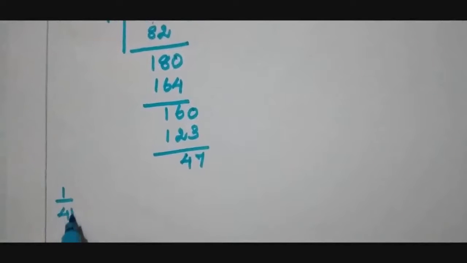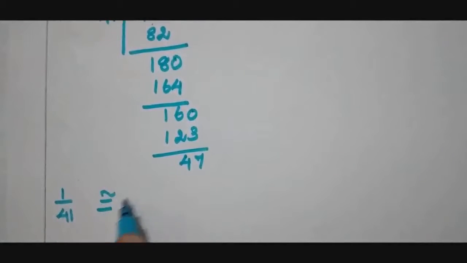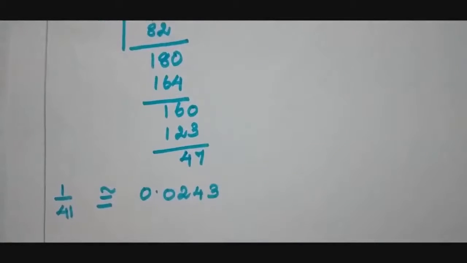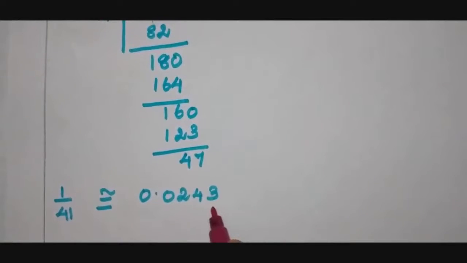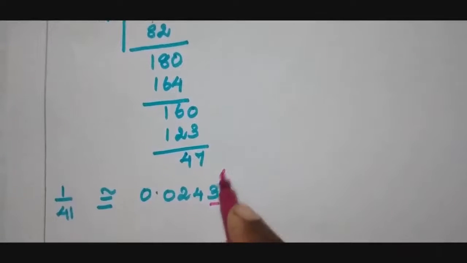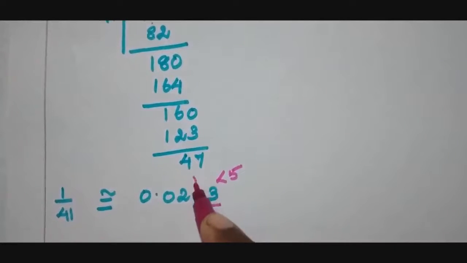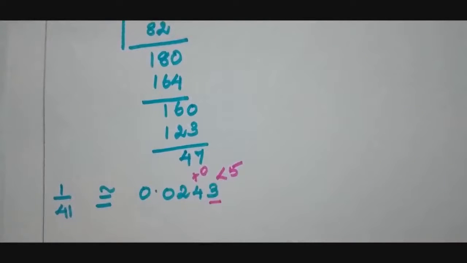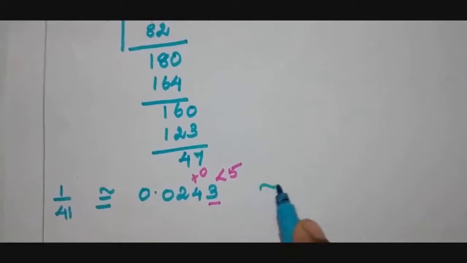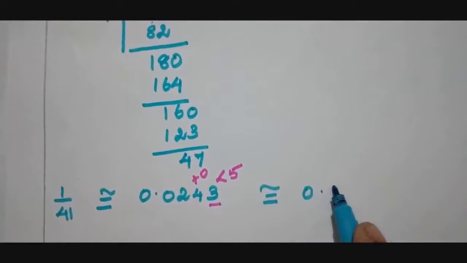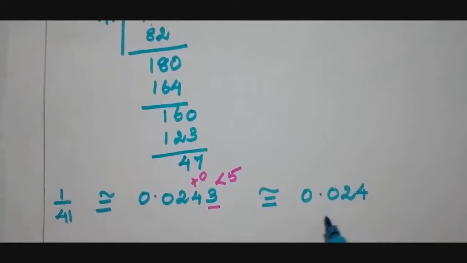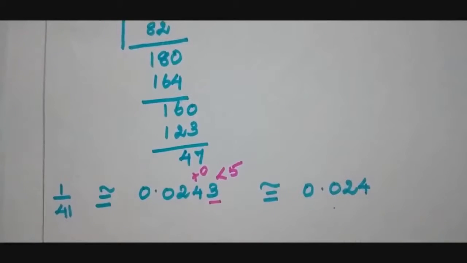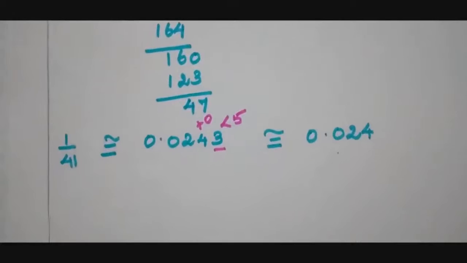1 by 41 is approximately equal to 0.0243. Here we have to round off to 3 decimal places. So you look at the 4th decimal place. This is less than 5. So you have to add 0 to the 3rd decimal place. So it is approximately equal to 0.02. So what's the value of 4 plus 0? Yes, 4. So your answer is 0.024. Is it clear, children? Yes.